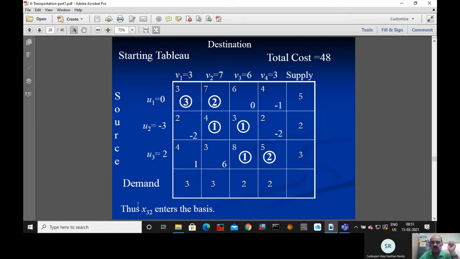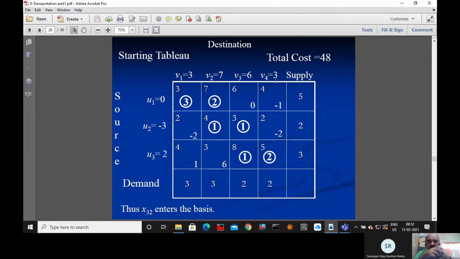Then we are moving to cell 3, 3. We have U3 plus V3 equal to 8. Since V3 is already equal to 6, we have U3 equal to 2. Then the next cell, that is U3 plus V4 equal to 5. So U3 equal to 2, so our V4 equal to 3.